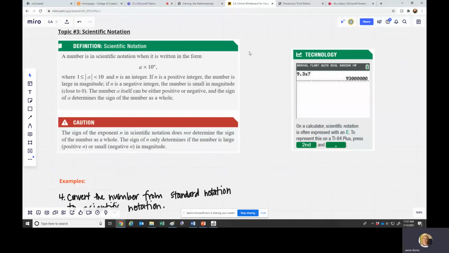A number is in scientific notation when it's written in the form a times 10 to the n, where the absolute value of a is between 1 and 10, and n is an integer. So the absolute value of this number right here must be a number between 1 and 10.